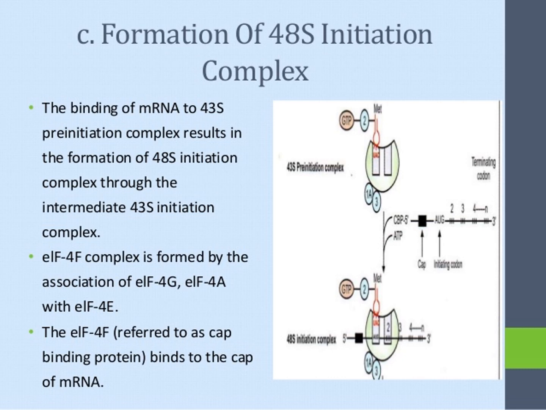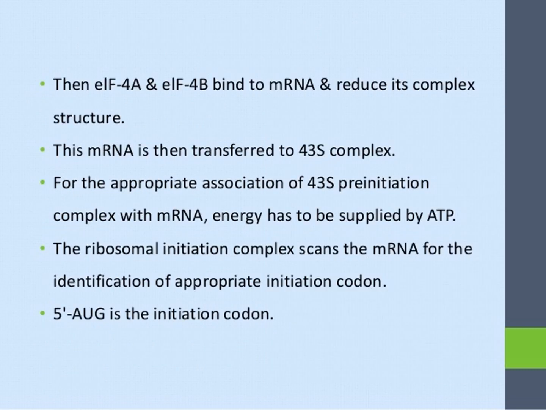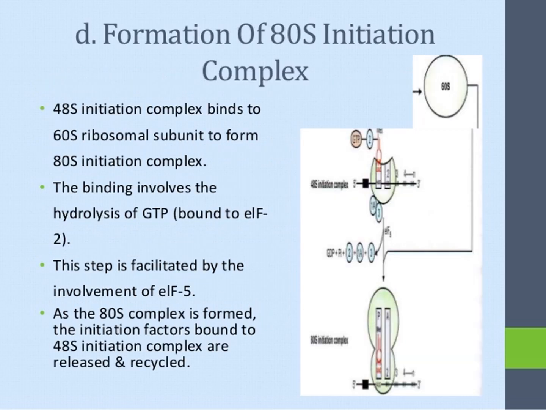Here, other initiation factors like 4G, 4A and 4E will come and play. Here the initiation factor 4F is called a cap binding protein. It will bind to the 5' cap of the mRNA. Next, the ribosomal initiation complex scans the mRNA for the identification of the appropriate initiation codon. Wherever it finds the AUG, it will start translating the amino acids.